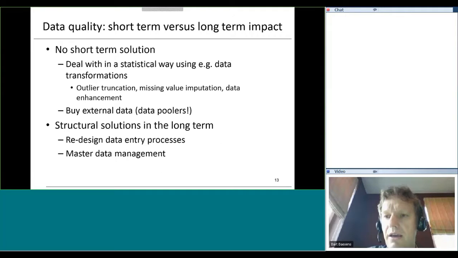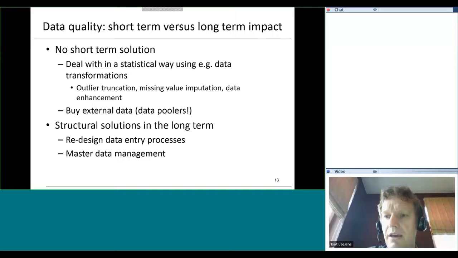Data quality is a very tricky issue because you can complain about it in the short term, but there's not like a magic silver bullet solution which is going to remedy your data quality problems like that. So in the short term, if you are faced with poor data quality, you have to deal with it in a statistical way. In my e-learning course, for example, we discussed various ways of doing that, using truncation procedures, using missing value imputation procedures, using outlier handling procedures, using coarse classification procedures, etc.